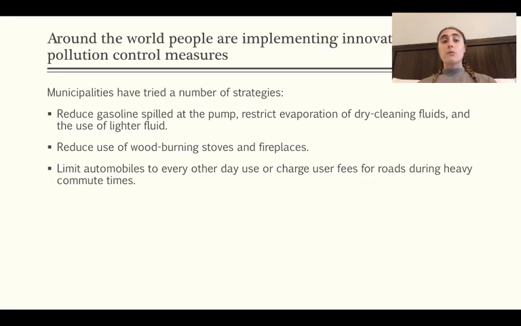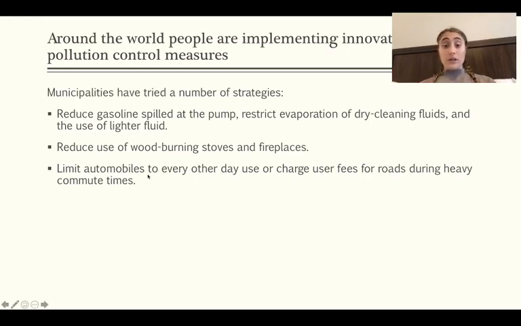So how can we, on a smaller scale, maybe a city scale or a county scale, implement innovative pollution control measures? So what can we do? Like I kind of mentioned on the previous slide, reduce gasoline spilled at the pump, restrict evaporation of those dry cleaning fluids, reduce your use of lighter fluid. Lighter fluid is something you would maybe spray on your fire if you wanted to get it going higher. That's a VOC. It's very fragrant, very pungent.